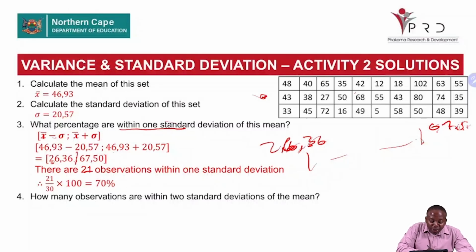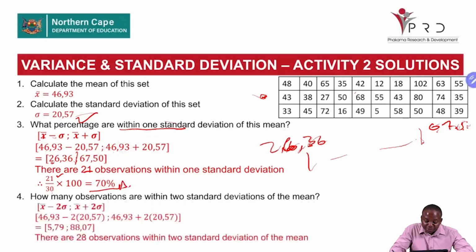Then, because they want it as a percentage, I will now say there are 21 over the total data set, which is all of this data set. We count them, 1, 2, 3, 4, 5 until 30. So they are all 30. Divide by 30 times 100, we get the percentage. That means 70% are falling within the one standard deviation.